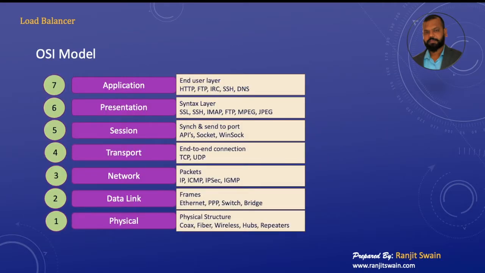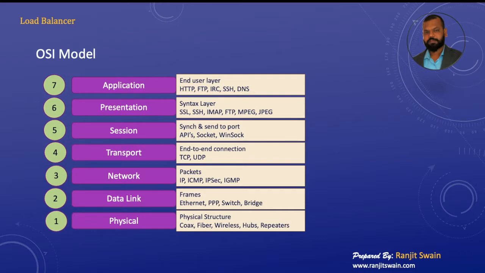So here is the OSI model. If you see, we are talking about the application layer, that is layer 7, and it uses the end user layer protocols like HTTP, FTP, IRC, SSH, and DNS. And if you see layer 4, it is the transport layer, the end-to-end connection using TCP and UDP.